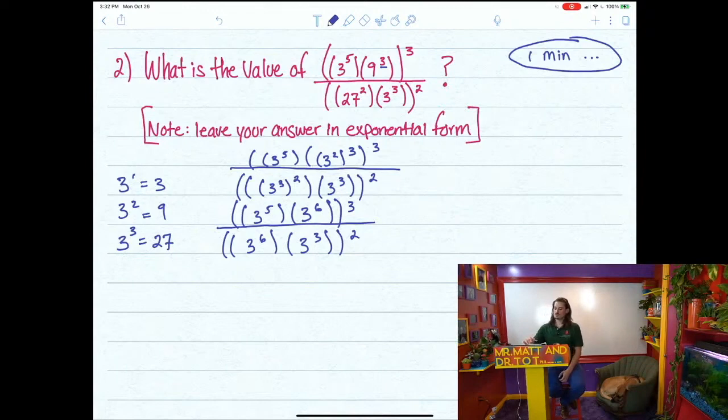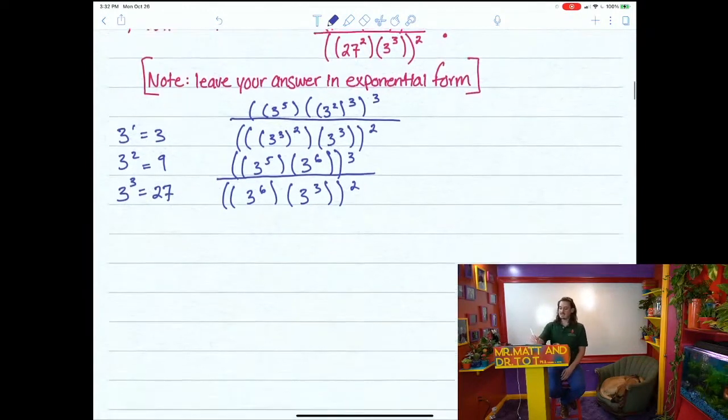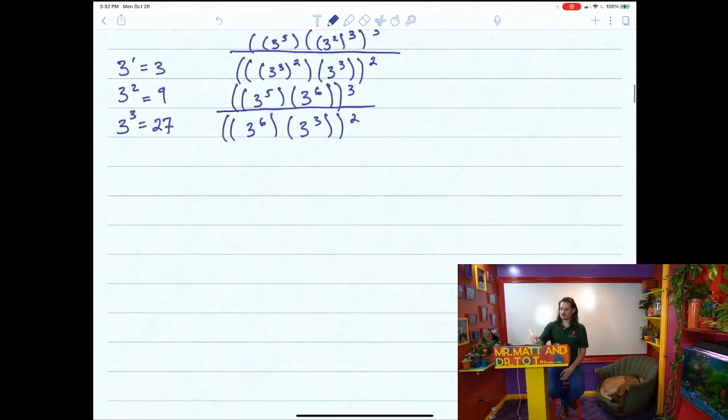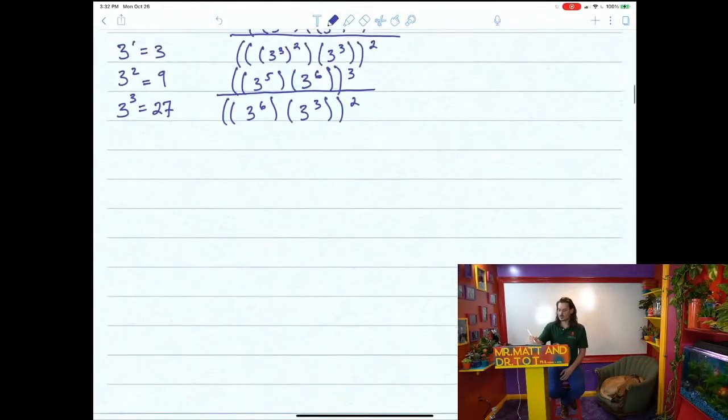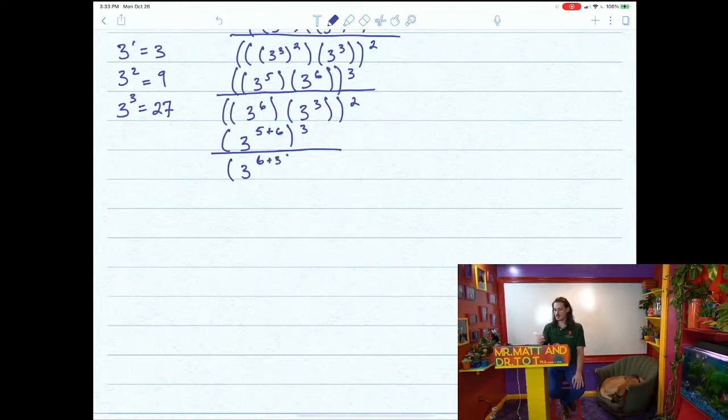Okay, so get some more room here. So in the numerator here, we can add the exponents, keep the base, which is 3, so this is going to be 3 raised to the 5 plus 6 power, quantity raised to the 3rd power. In the denominator, keep the base, so we still have 3. The exponents here are 6 and 3, so we're going to have 6 plus 3, quantity raised to the 2nd power.